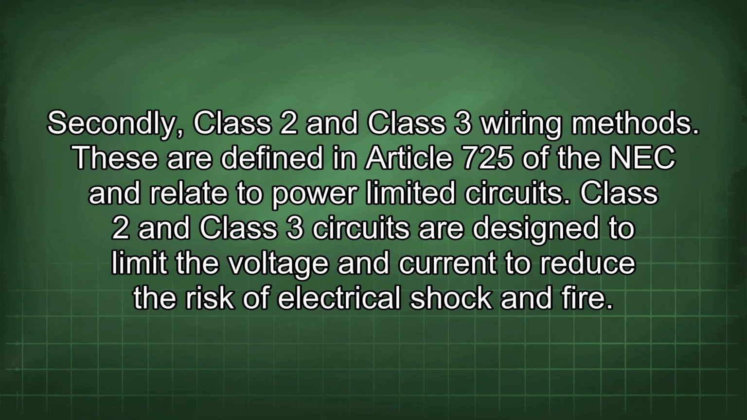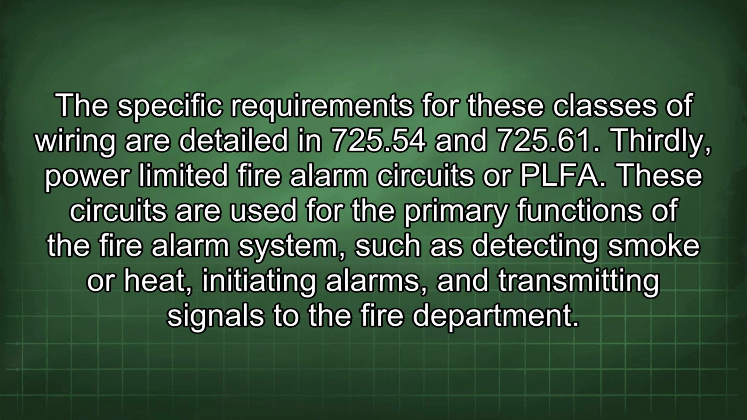Secondly, Class 2 and Class 3 wiring methods. These are defined in Article 725 of the NEC and relate to power-limited circuits. Class 2 and Class 3 circuits are designed to limit the voltage and current to reduce the risk of electrical shock and fire. The specific requirements for these classes of wiring are detailed in 725.54 and 725.61.